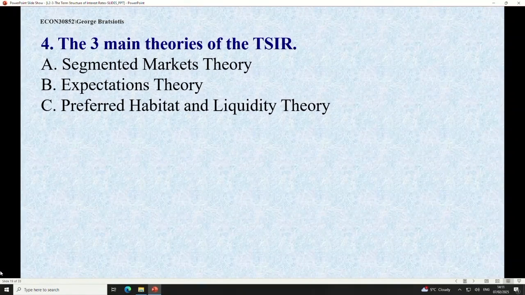What I'll say is that the 3 main theories of the term structure of interest rates are the segmented markets theory, the expectations theory, and the preferred habitat and liquidity theory.